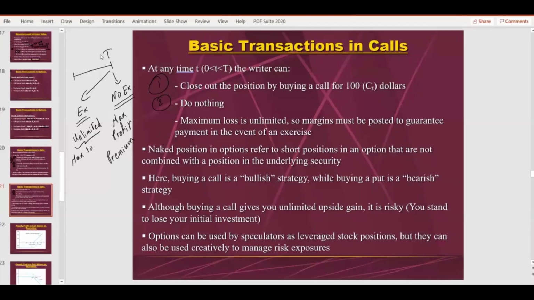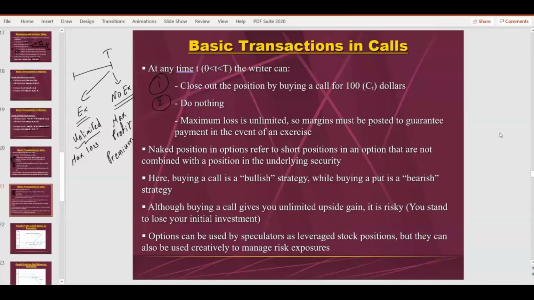It can be unlimited because we cannot put an upper limit on the stock price. And this is what we've said when we covered margins, that maximum loss is unlimited. So margins must be posted to guarantee payment in the event of an exercise. And naked positions are short positions in an option that are not combined with a long position in the underlying security.